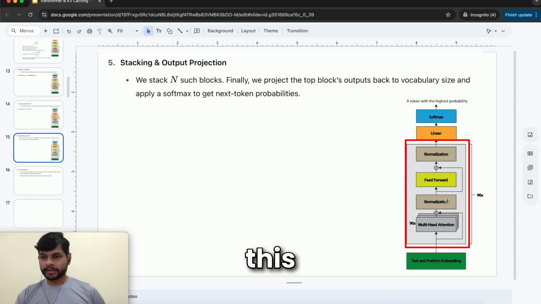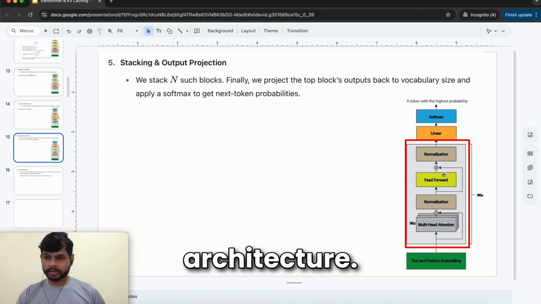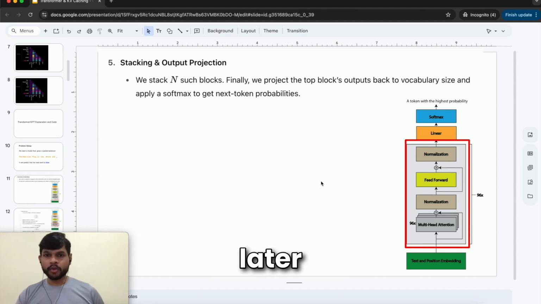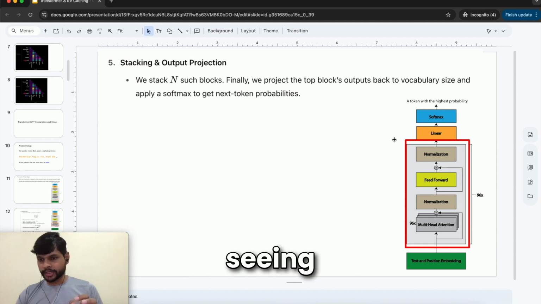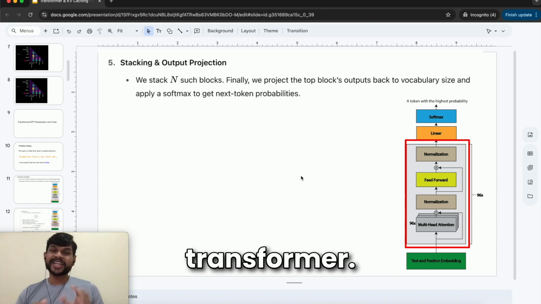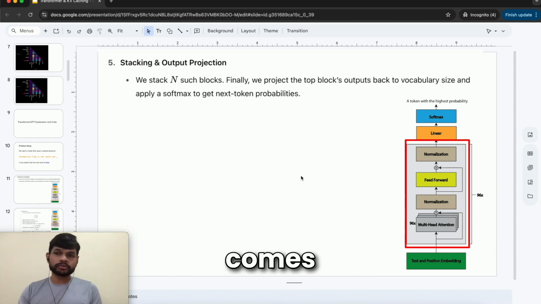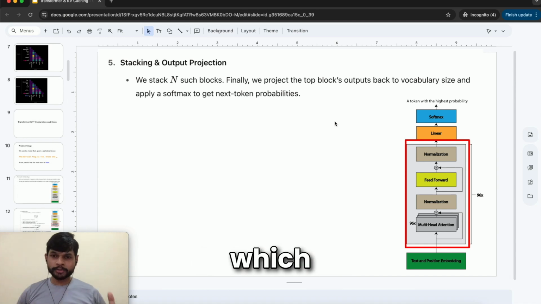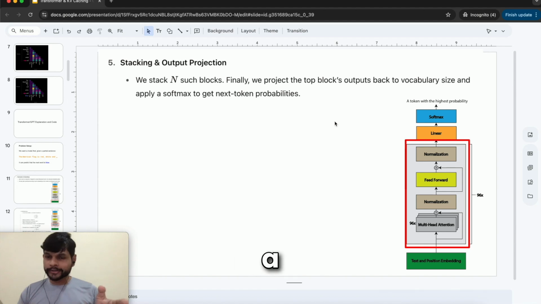So in this case, this is a decoder only architecture. What is an encoder decoder architecture? I can talk about it later. And why it is called GPT. GPT stands for generative pre-trained transformer. So this, what you're seeing, is a decoder only transformer. The word generative comes because we are finally using a probability distribution from which we are going to predict the next token. So that is why it is generative in nature. And pre-trained because it is going to be pre-trained over a large data set.